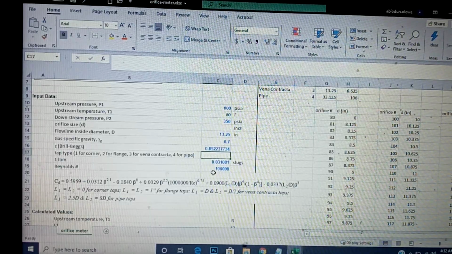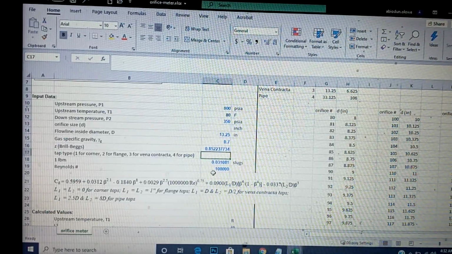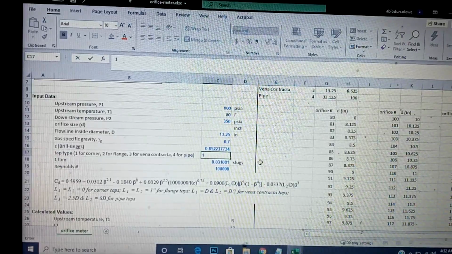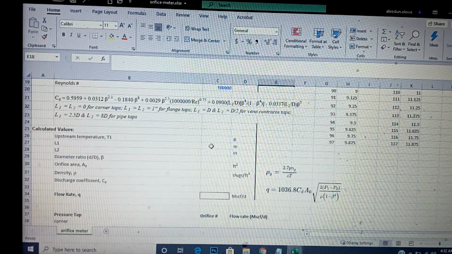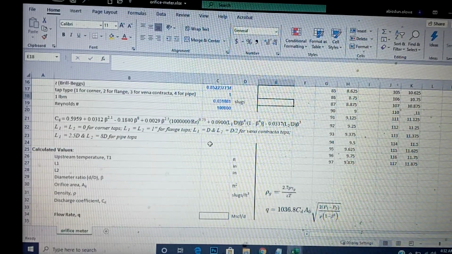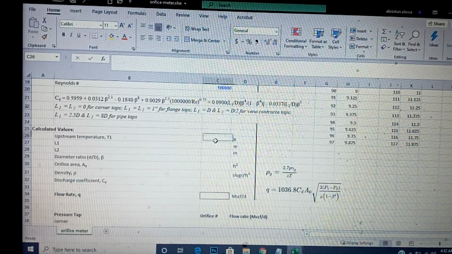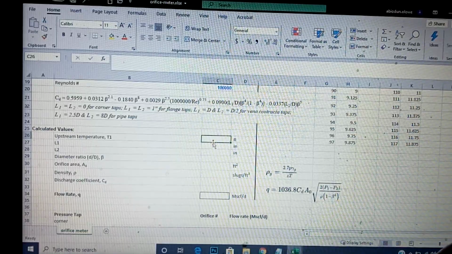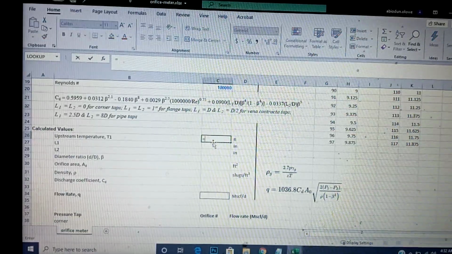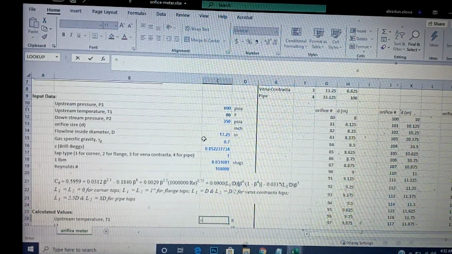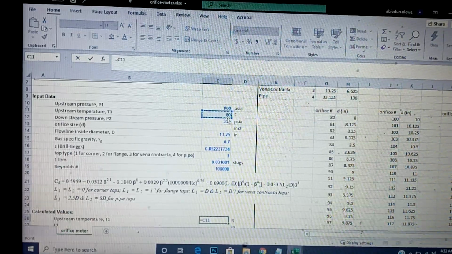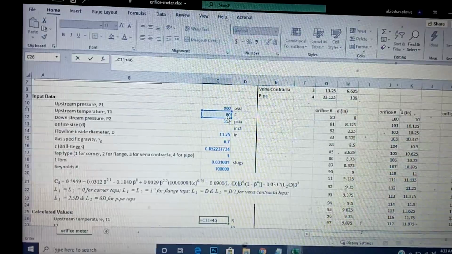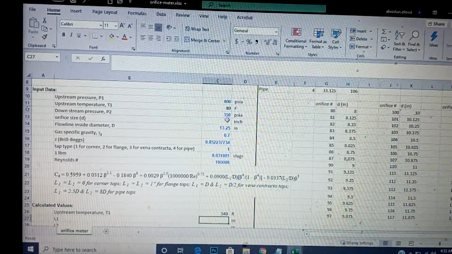So let's say I want to try corner tab. I put 1 there. My first calculation is going to be for corner tab. So let's fill in the calculated values. Upstream temperature, that's in Rankine. So we know what that is, equals the temperature, C11 plus 460. Enter.